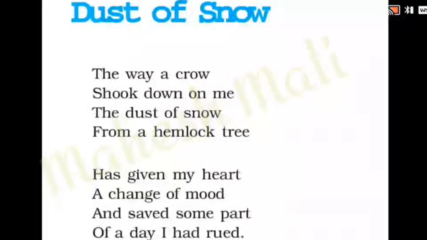Same thing we can see in the second stanza as well. Heart rhymes with part and mood rhymes with rude. So the poet has written this poem very beautifully, and we can learn a lot from this simple, sweet poem.